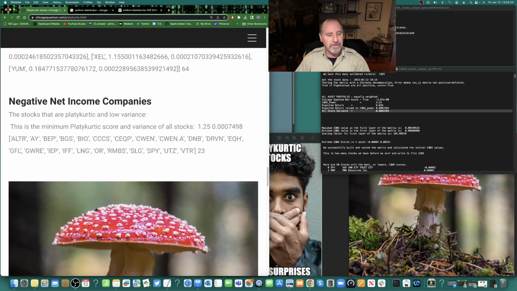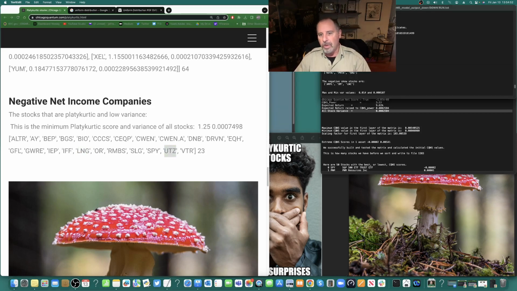For your negative net income companies, we just give you the stocks themselves. You can follow up. SPY shows up in both because it's an index we add into the run, so it's not actually a stock of a company. And you see CEQP, Crestwood Equity Partners, a pipeline company, LNG, liquid natural gas. Utz is a food company around Chicago. All right, so you're seeing companies like that.